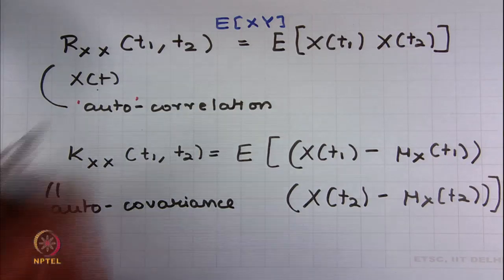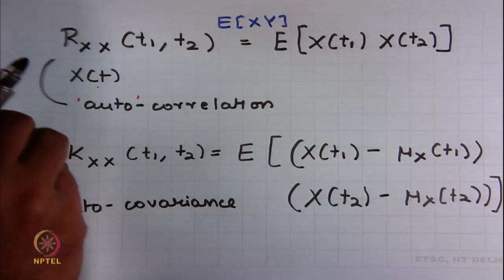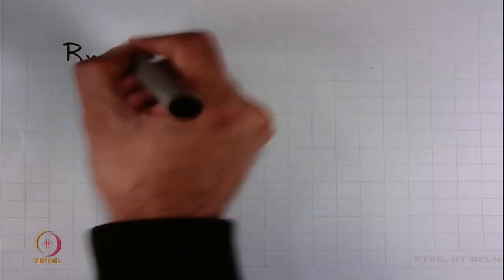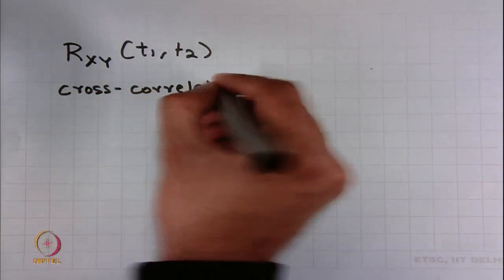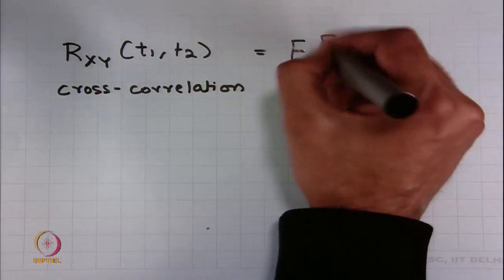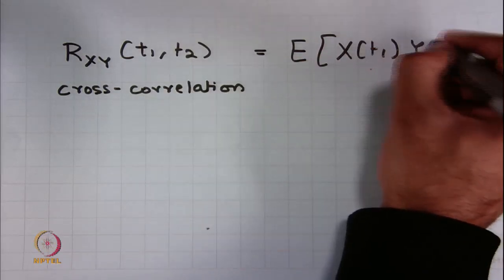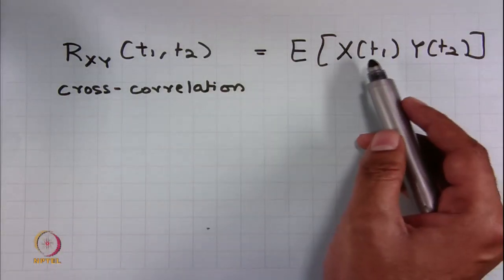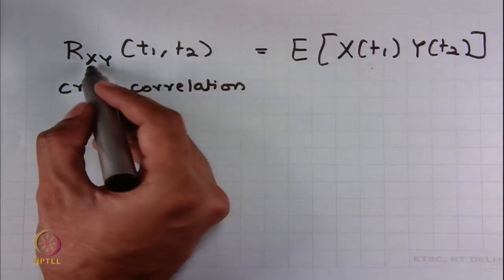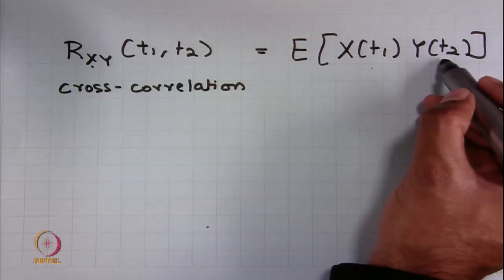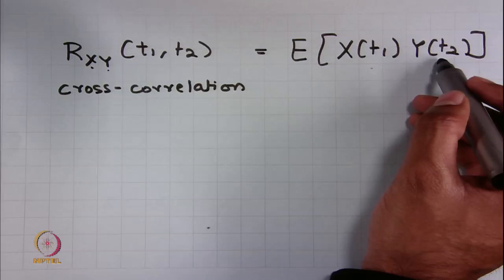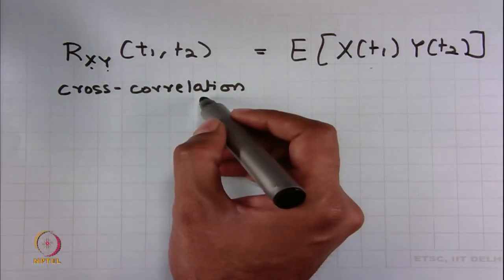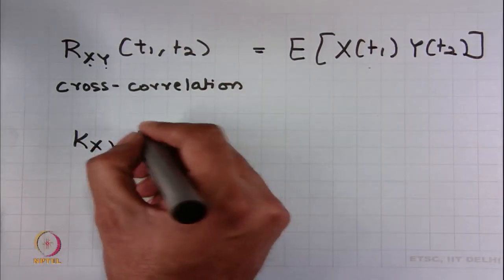Okay. So, if there is auto, there also has to be a cross. So, we can define cross correlation. So, this is cross correlation, and this can be obtained by forming two random variables. But now the main difference is that the first random variable is obtained by sampling this random process x(t) at time instance t1, the second random variable is obtained by sampling this random process y(t) at time instance t2, and these two random variables are formed by sampling two different random processes and hence the term cross correlation. We can similarly define cross covariance.